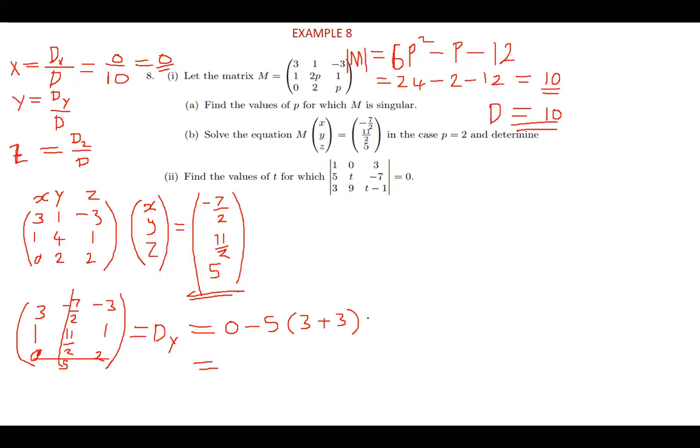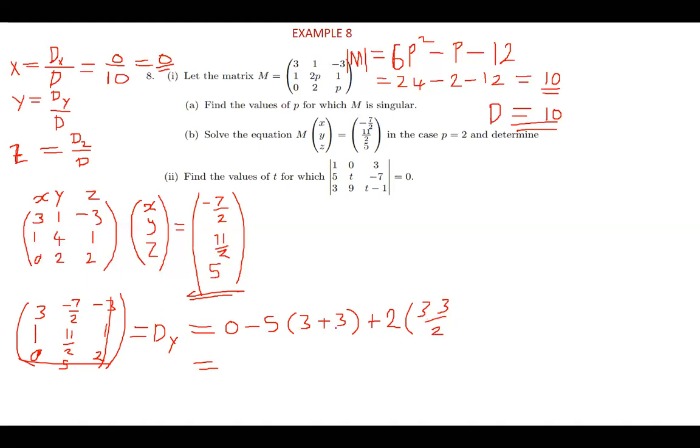And then we move on. I delete this one for 2 there, and then that one. So I'm going to have a positive 2, then open brackets. So this is going to be 3 times 11 over 2. It's going to be 33 over 2.